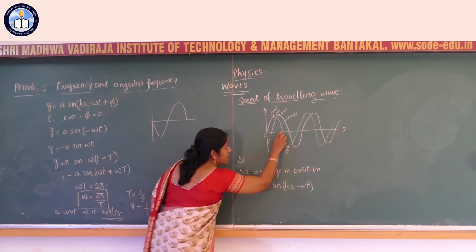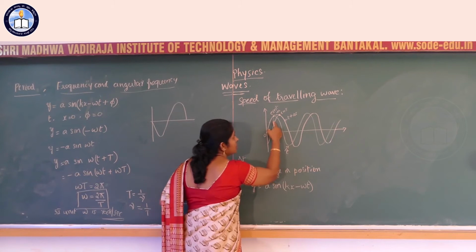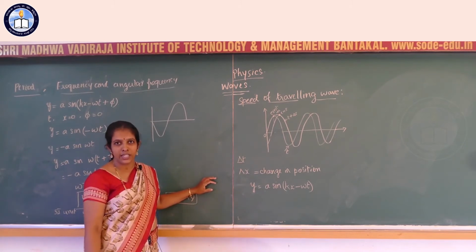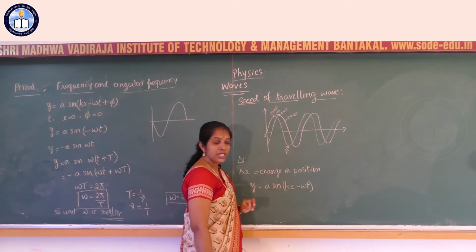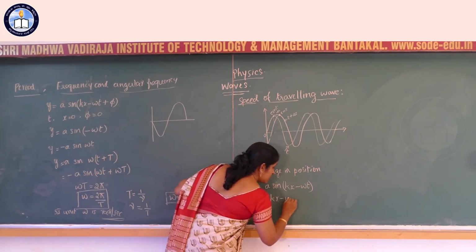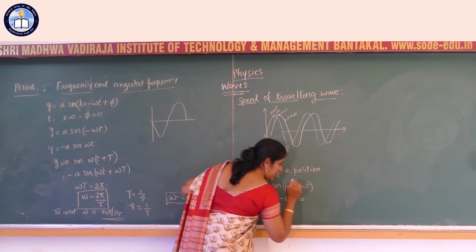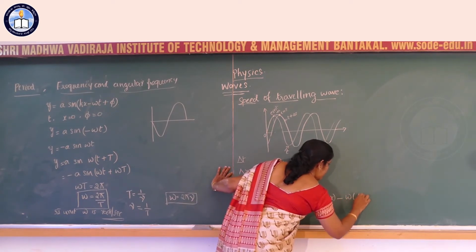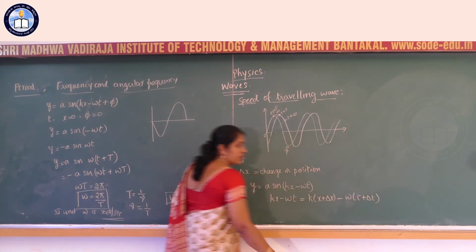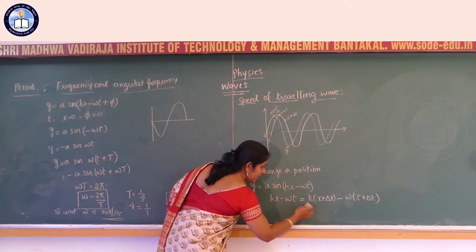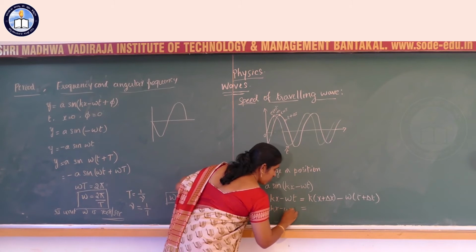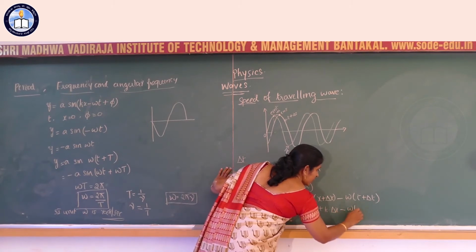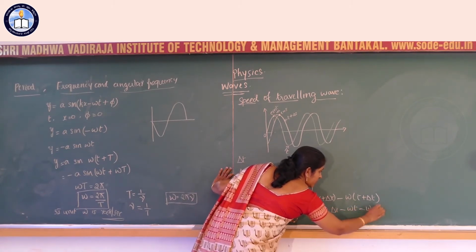When time becomes t plus delta t, the position x becomes x plus delta x. The position of the crest changes by a small displacement delta x. That is, kx minus omega t becomes k into (x plus delta x) minus omega into (t plus delta t) without changing the phase. Expand: kx minus omega t becomes kx plus k delta x minus omega t minus omega delta t.